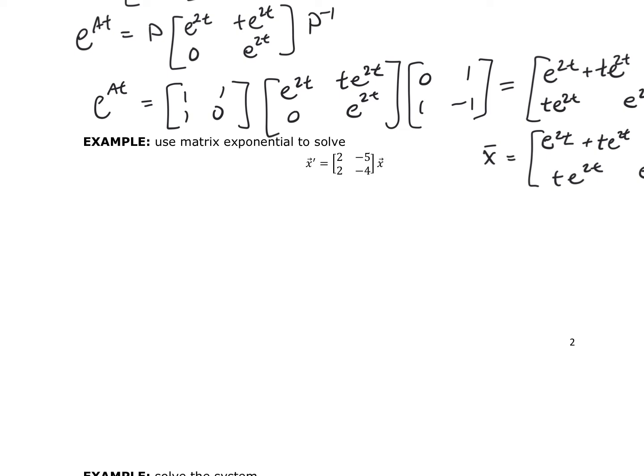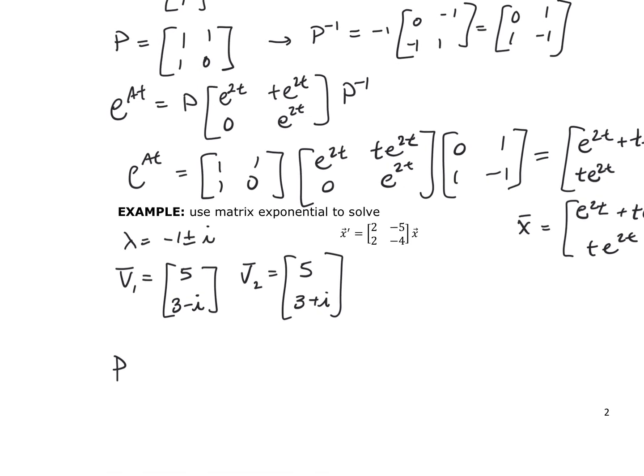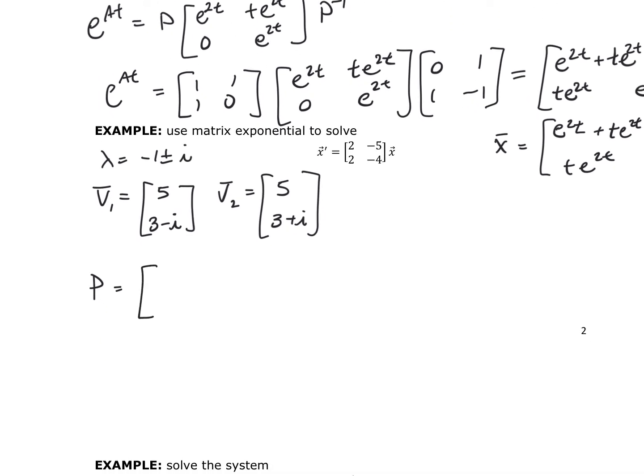In this example, we find our characteristic polynomial, and we end up with a lambda of -1 plus or minus i. And so our eigenvectors, of course, are going to be complex conjugates. I am not going to leave fractions, so one of them, which I'm going to call v1, is 5 and 3 minus i. My other one, v2, should be 5 and then 3 plus i. So then my P is going to be 5, 3 minus i, 5, 3 plus i.